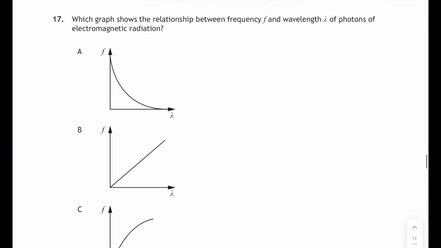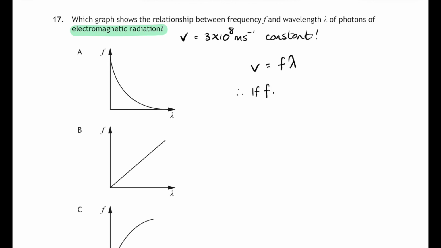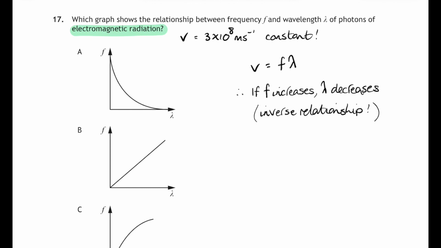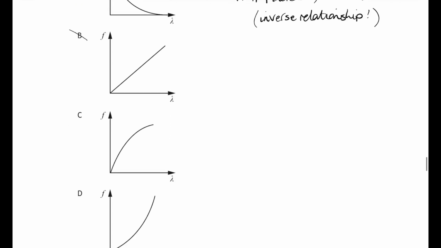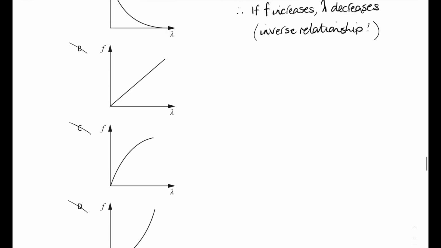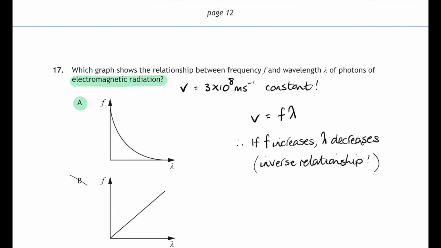Right, question 17. Which graph shows the relationship between the frequency f and the wavelength lambda of photons of electromagnetic radiation? Well, photons always travel at a constant speed of 3 times 10 to the 8 meters per second in a vacuum. So if v is constant, then if f increases, lambda decreases. There's an inverse relationship between the two. So which of those graphs is showing us an inverse relationship? It's graph A. B is showing us a direct relationship, and C and D are both increasing graphs, and E, although it's decreasing, is not an inverse relationship, so 17A.